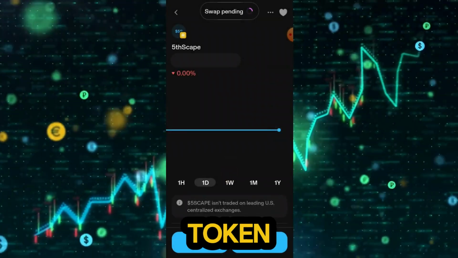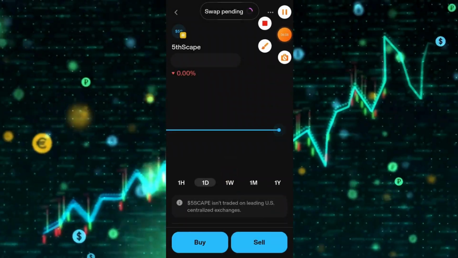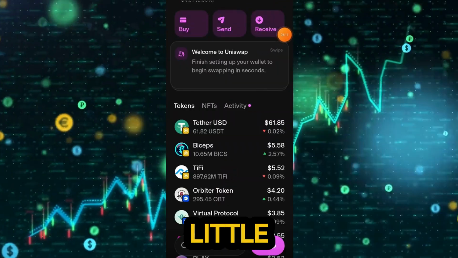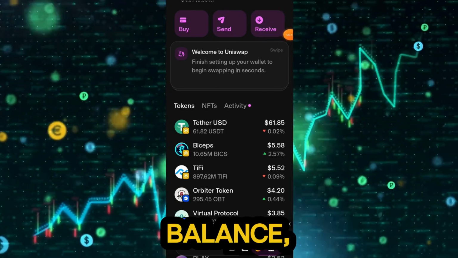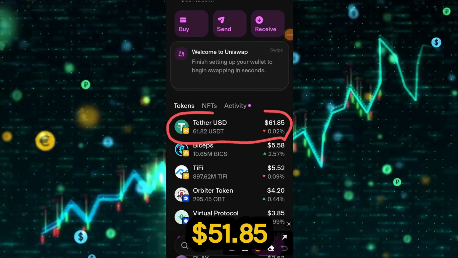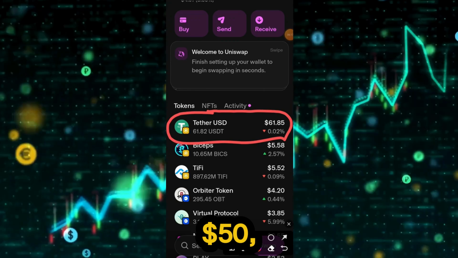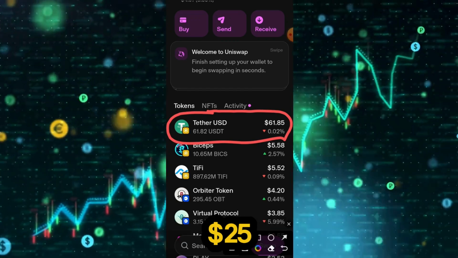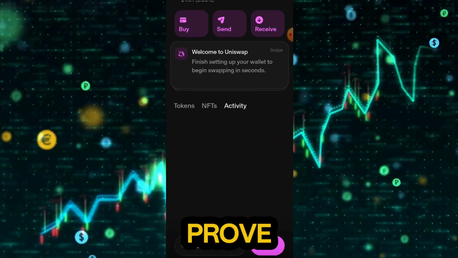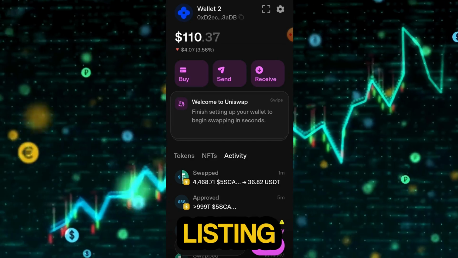And now I'll wait for my token to be swapped to USDT. It's swapping. Let's wait a little. Now it's swapped. Here is my balance, $61.85 from $50. But remember, I only used $25 for this particular trade to prove that we can use little capital for our coin listing strategy.